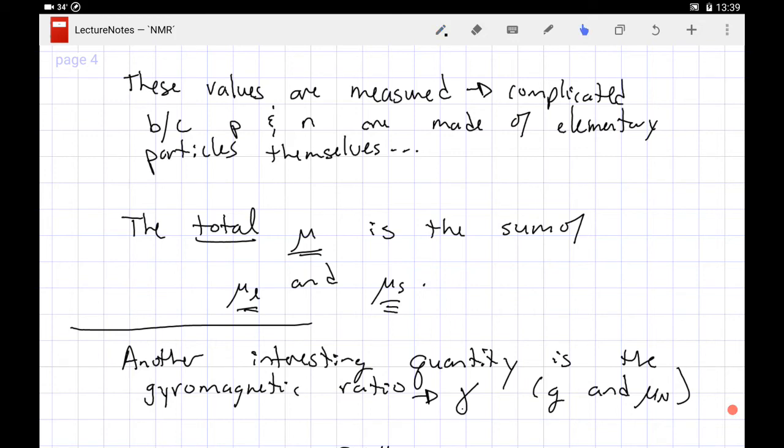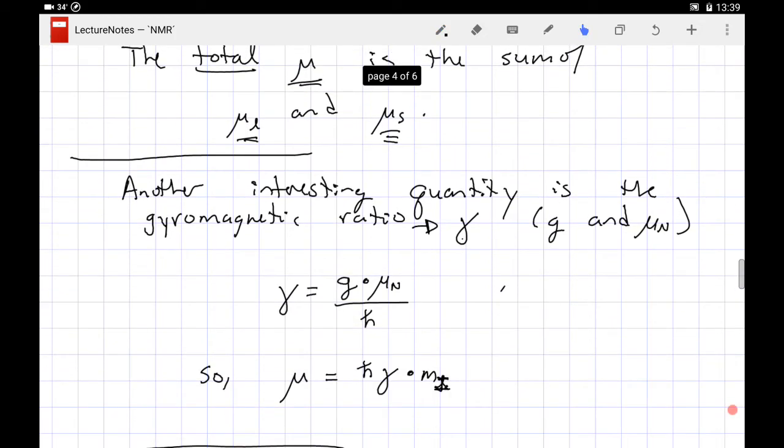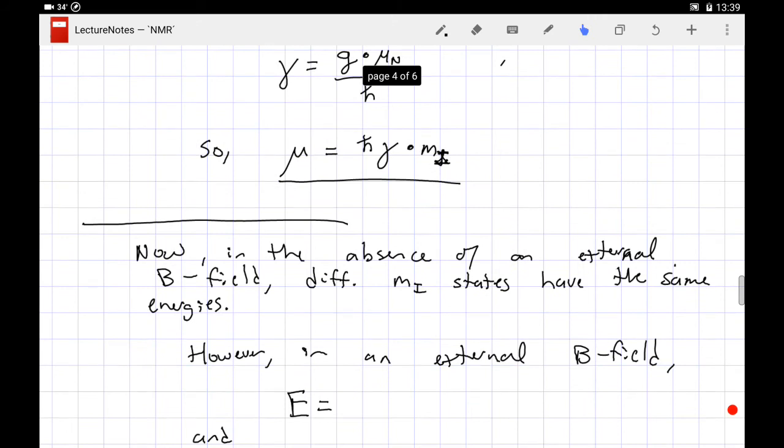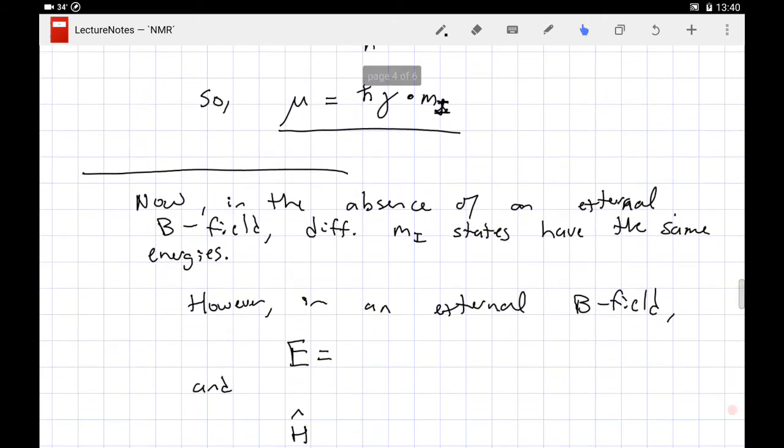All right, cool. Well, let's introduce one more interesting quantity, and that's the so-called gyromagnetic ratio, gamma. All that gamma does is it includes both the G factor and the nuclear magneton and groups them together. And also, it incorporates an h bar for reasons that we'll see later. So if we make that substitution, we can write our magnetic moment as h bar gamma times m sub I or m sub L. Now we're switching over to talking about I, where that's the projection of nuclear spin.